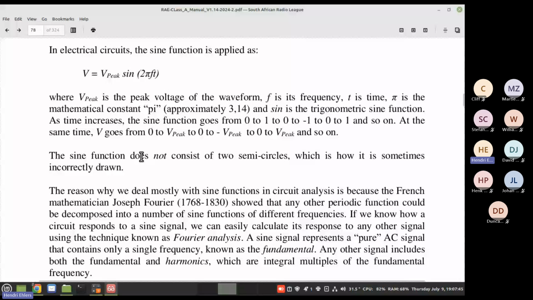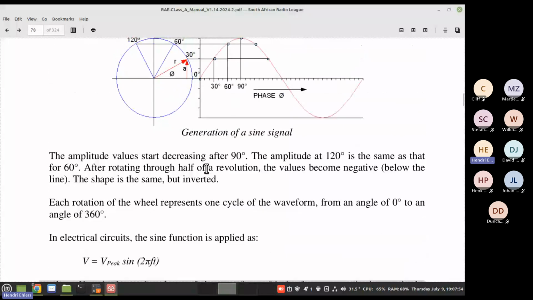The sine function does not consist of two semicycles, which is how it is sometimes incorrectly drawn. So a half cycle is that part. That is not a sine wave. A sine wave is the complete one.